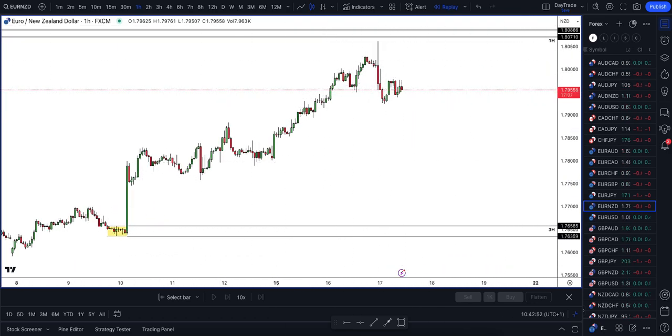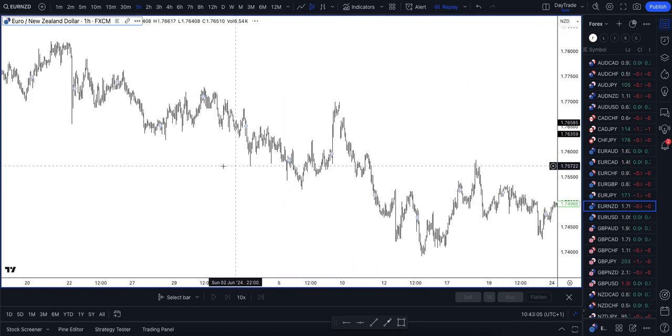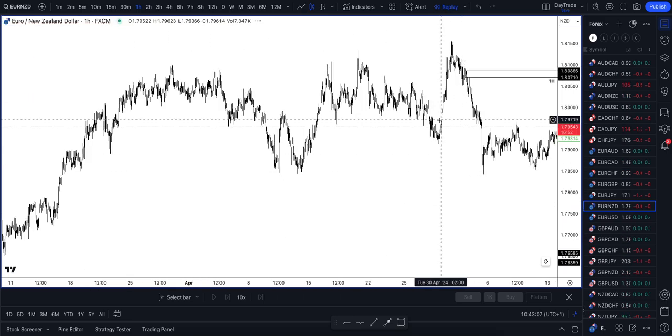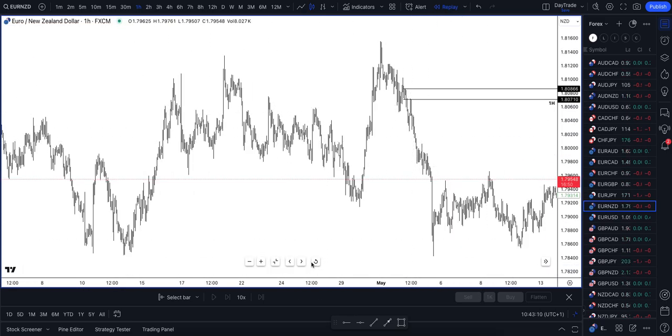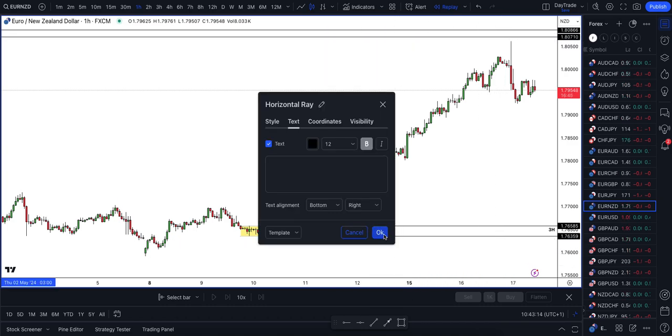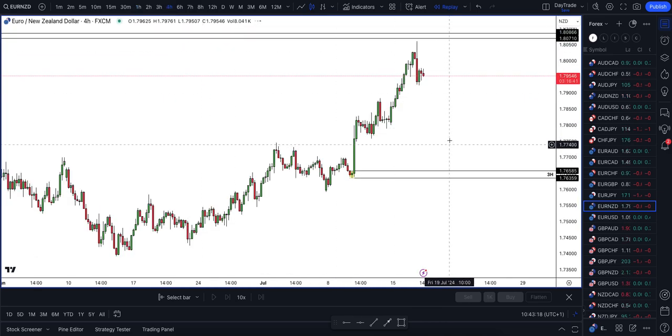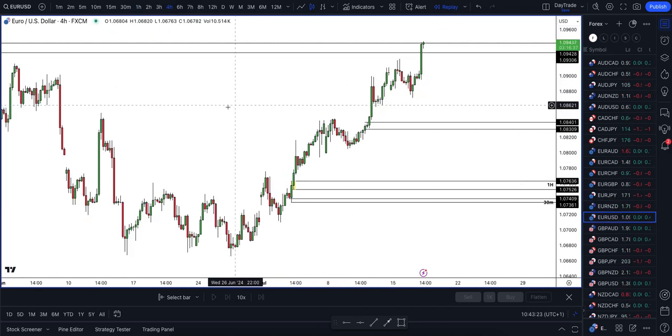Euro NZD. See how far away is this supply? 19.3. Nope, not even close. Nothing looking left. Hourly zone already been tested, so not one we're going to take. I'm actually going to take the text off of this because that'll confuse me. Anything on the 4 hour? Oh, nothing. Okay.